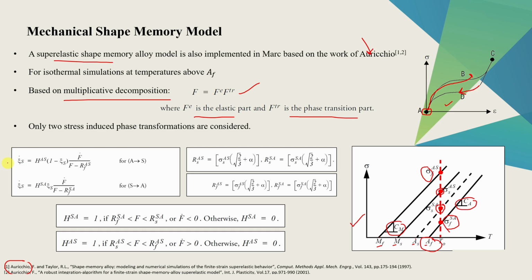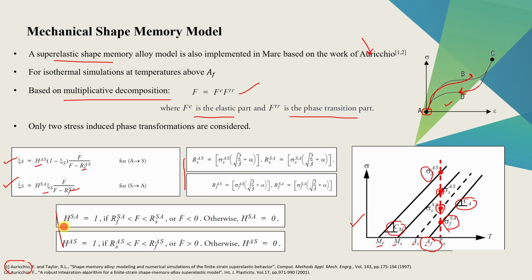And this is how the volume fraction changes with respect to time for austenite to martensite transformation, and this is how it changes for martensite to austenite transformation. Hence both transformations have different laws and these 4 parameters used here are shown over here and here.